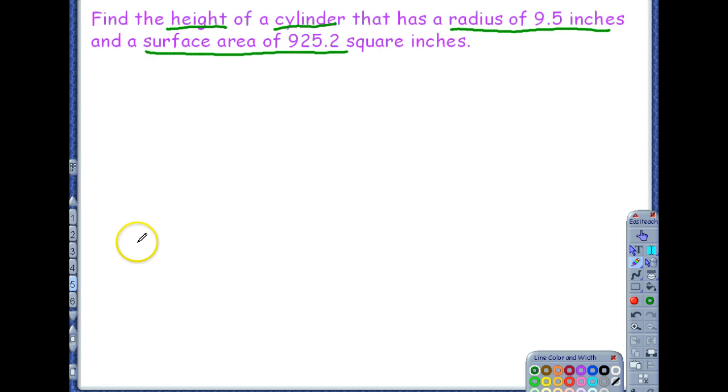Because they give us the surface area. Now let's just write down the surface area formula. So surface area is equal to 2 times the area of the base plus the circumference times the height. All right. Do they give us the area of the base? No, but they give you the radius, which will help you find the area of the base.